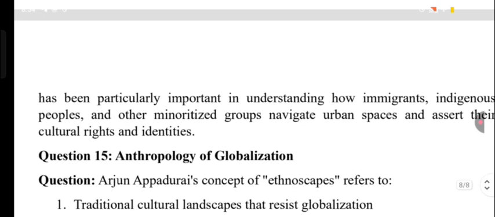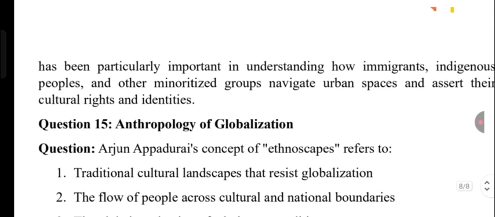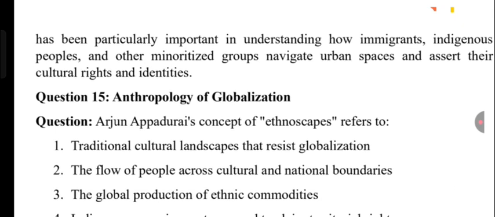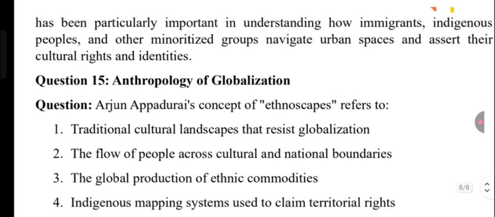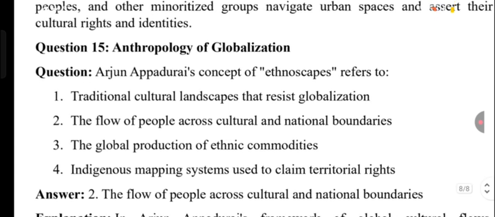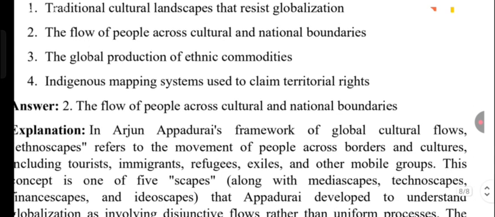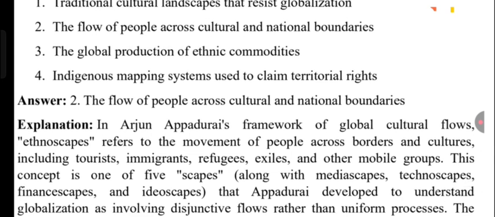Next, the last question for today. Arjun Appadurai's concept of ethnoscapes refers to traditional cultural landscapes that resist globalization, the flow of people across cultural and national boundaries, the global production of ethnic commodities, indigenous mapping systems used to claim territorial rights. The right option is the flow of people across cultural and national boundaries. In Appadurai's framework of global cultural flows, ethnoscapes refers to the movement of people across borders and cultures, including tourists, immigrants, refugees, exiles, and other mobile groups.